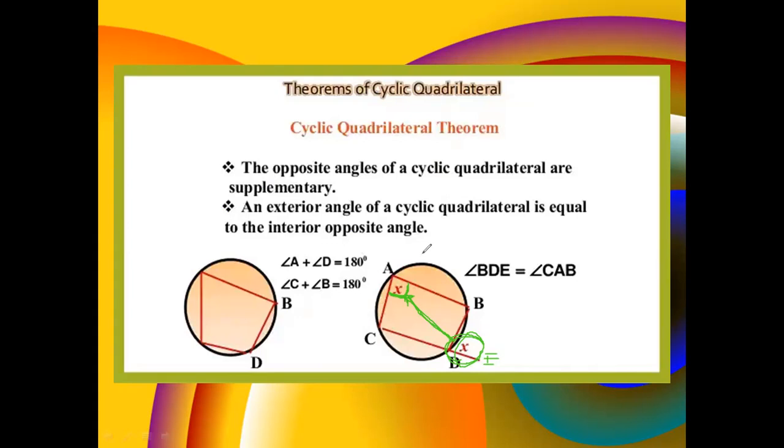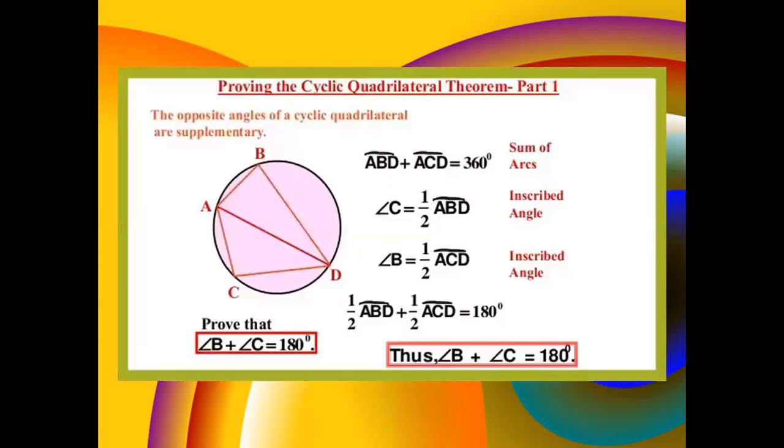Another theorem, theorem number 2, explanation number 2, proving that the cyclic quadrilateral is true. Now, take a look at here. You have the opposite angles we said are supplementary. So if this is the quadrilateral A, B, C, and D, therefore the angle ABD plus ACD equals 360 degrees. Remember the total of all the angles inside a quadrilateral is 360 degrees. So that is the total inside, 360 degrees.